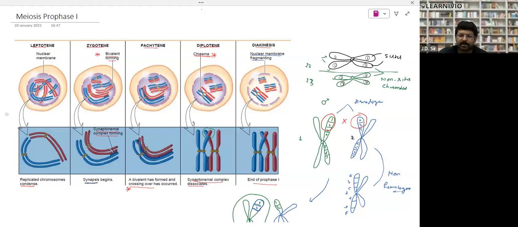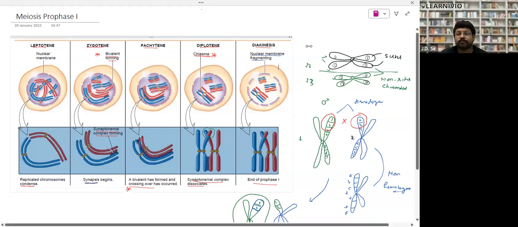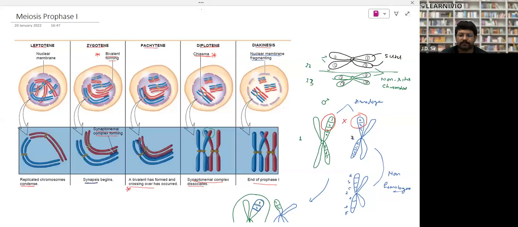After that, in diplotene, they start separating from each other. When they start separating, they make a scissor-like structure. This scissor-like structure is called chiasmata. And in diakinesis, the non-sister chromatids separate from each other and the nuclear envelope dissolves. So this process is called diakinesis. Clear? This is the complete process, meiosis prophase 1. This is the longest phase.